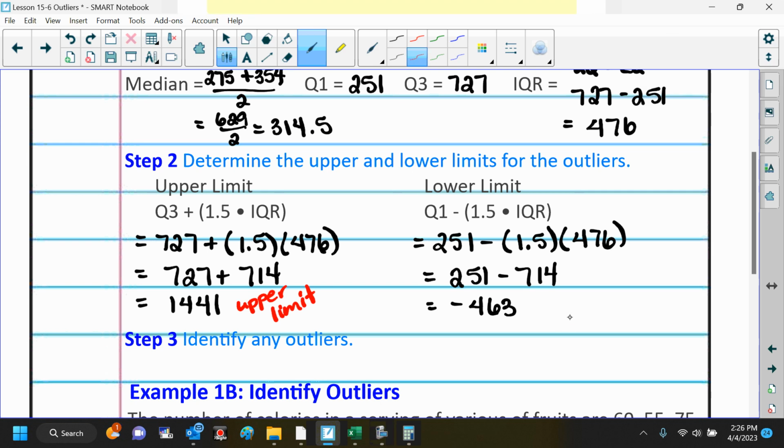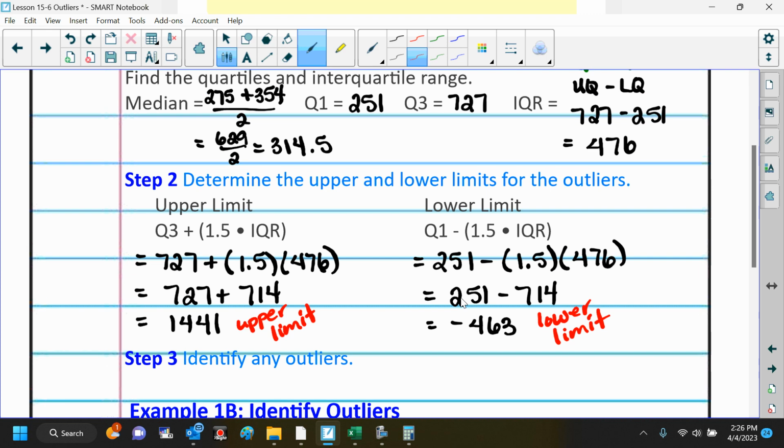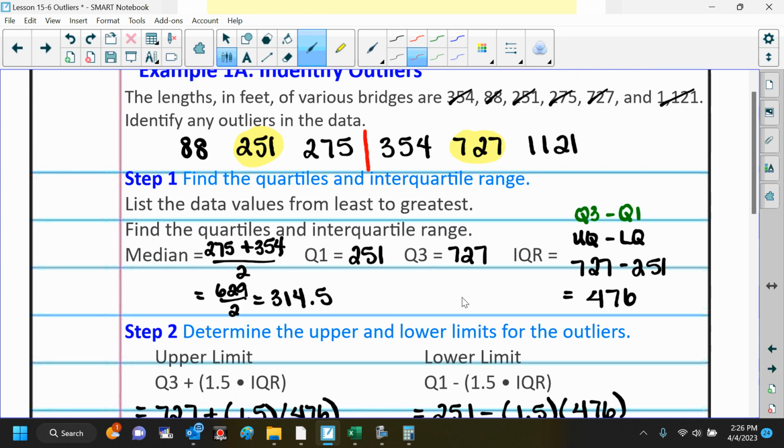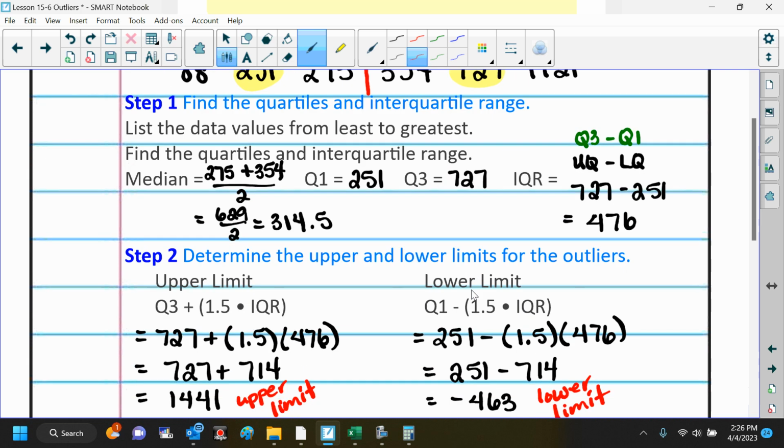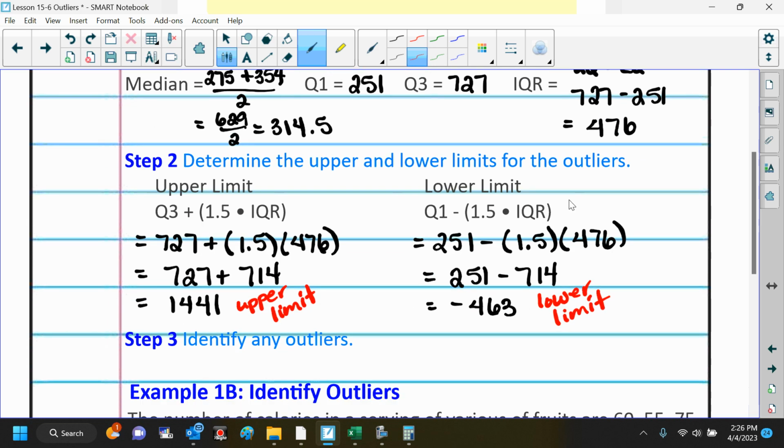So this is our lower limit. If we have a number that is less than negative 463, then we have an outlier on the lower end. So do we have a number that low? No, we don't. So our first impression was wrong. So here we do not have any outliers.